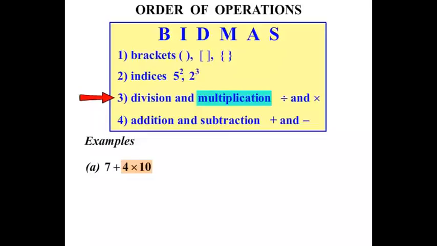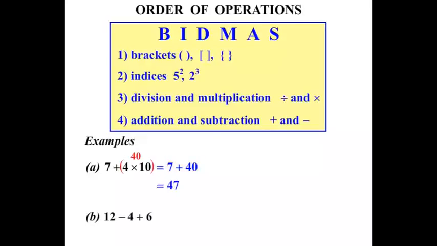And just to remind ourselves to do that first, put some little brackets around that. It's always a useful technique. So 4 times 10 is 40. Let's write that up there. So the question now stands as 7 plus 40, and 7 plus 40 equals 47.